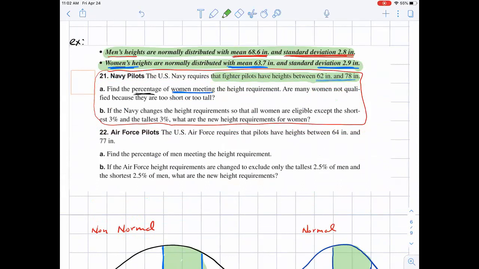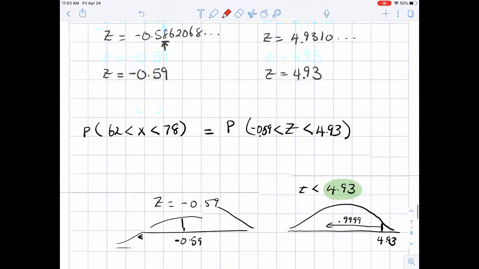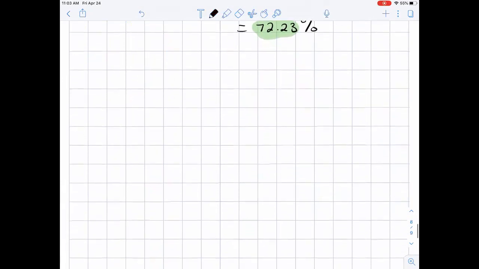Now, if you look at part B, it's a little bit different. If the Navy changes the height requirements so that all women are eligible, except for the shortest 3% and the tallest 3%, be very careful now. What does 3% represent? First of all, if we draw a picture of it, maybe that will help.